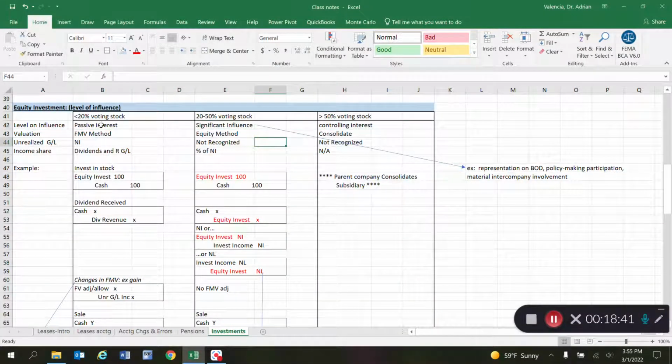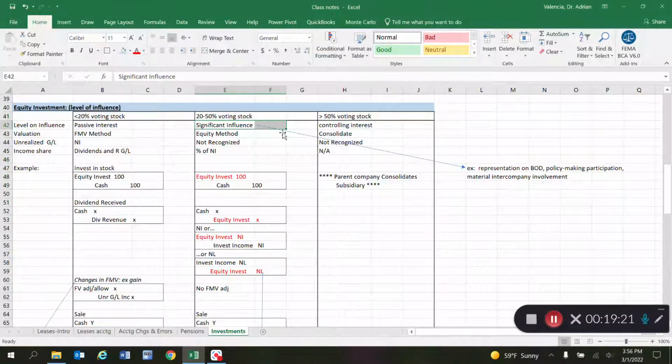And while these percentages can serve as a guideline, and it makes it easier for us to distinguish the levels of influence, it's important to note that they are not cutthroat cutoffs. So you might have a 25% investment in a particular company, but you may not exercise significant influence. Now, if that's the case, then it's the company's burden to explain why that is the case. And if that is the case, then they can account for it as a passive interest.